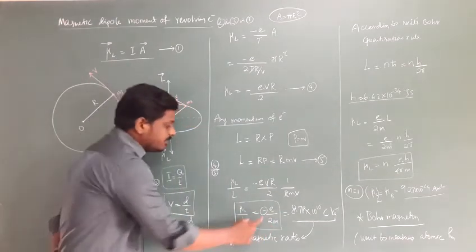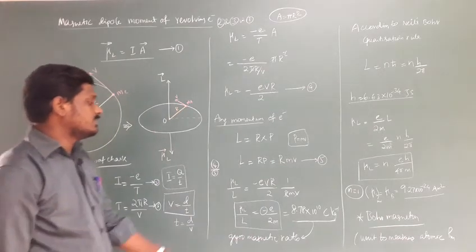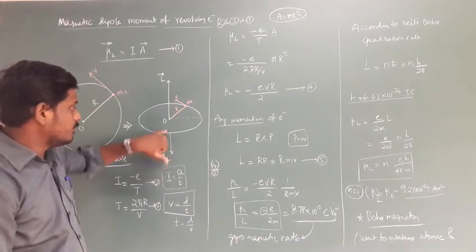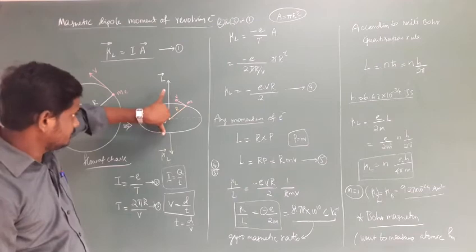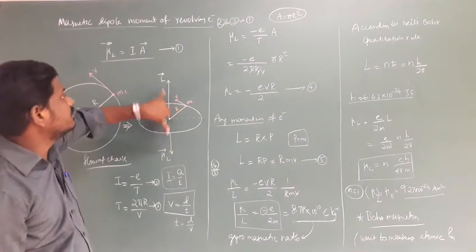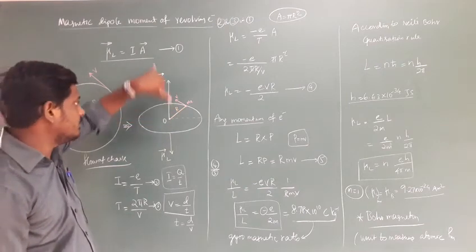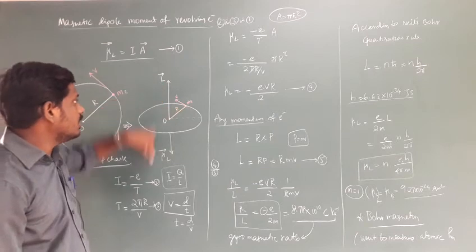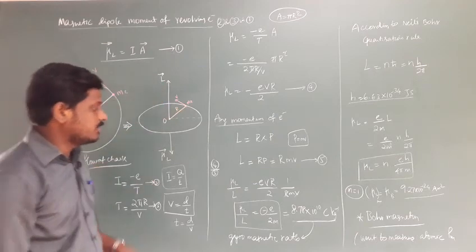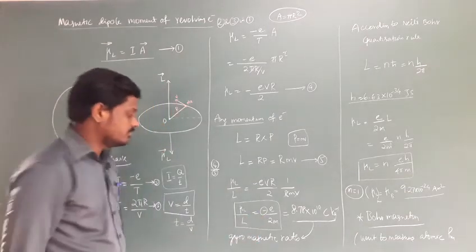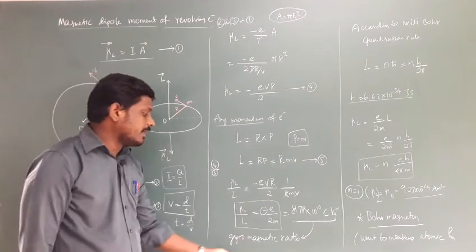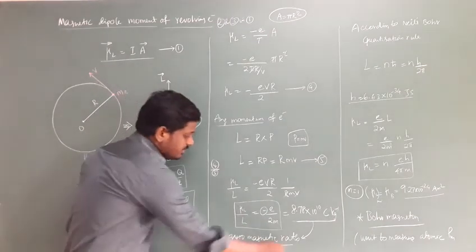So the negative sign, what does it represent? What is the direction of the magnetic dipole moment? It's in the downward direction. Then what is the direction of the angular momentum of the electron? It's in the upward direction. So L and mu L are opposite in direction to represent that negative sign. So mu L by L is the gyromagnetic ratio, it's a constant.